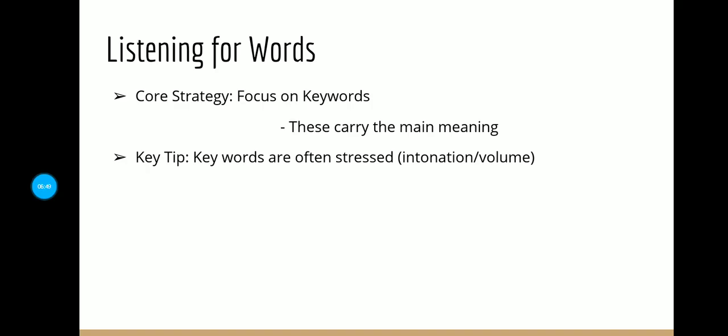And the key tip is that usually, and sometimes, keywords are stressed in the audio, so it can also give you a little bit of a hint. And by stressing, I just mean that there would be an intonation, there would be a rise of voice.